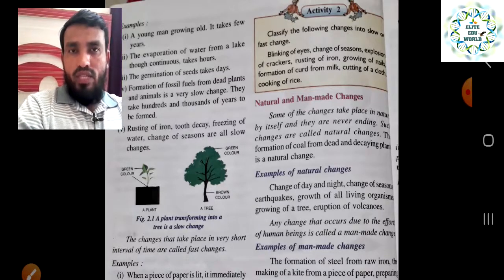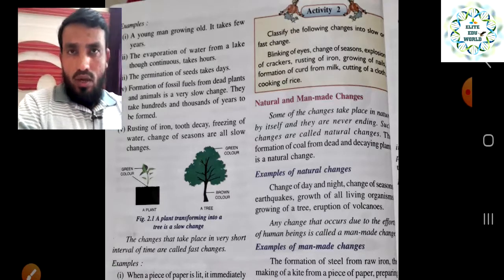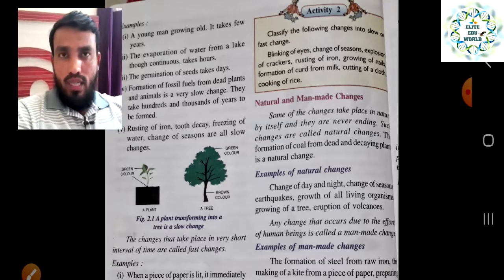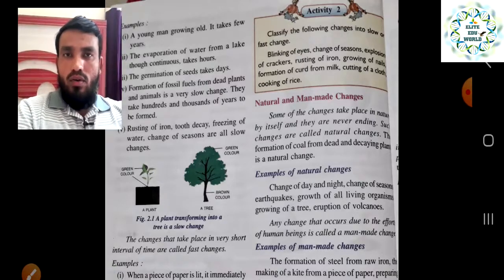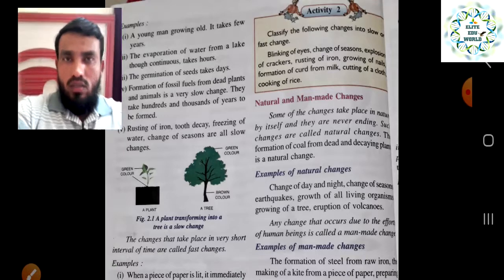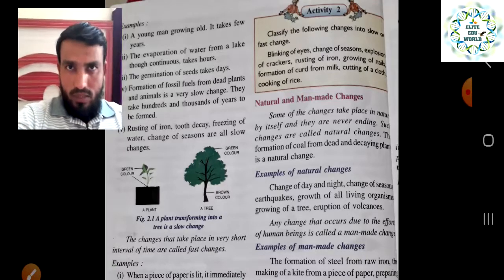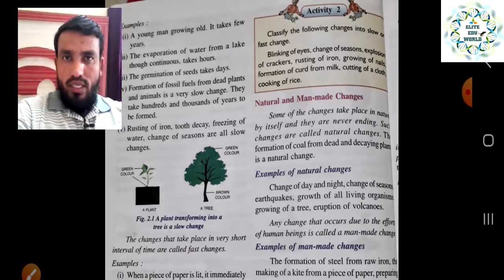Then we'll see the fifth example: rusting of iron or tooth decay, then freezing of water, changes of the seasons. These are all slow changes, right? For the rusting of iron, I have already told you that example. If we are not covering the metal with any covering like paint, it will start rusting, and it will also affect the qualities of that iron and damage it. So that also takes several days. Tooth decay will also take time.